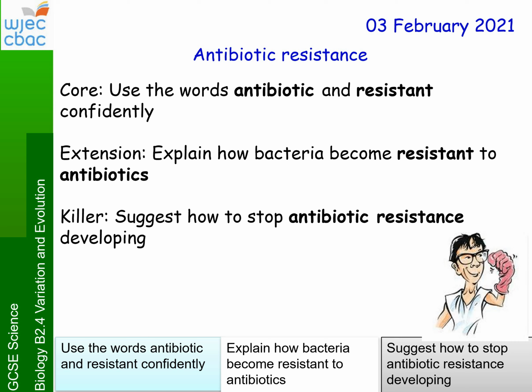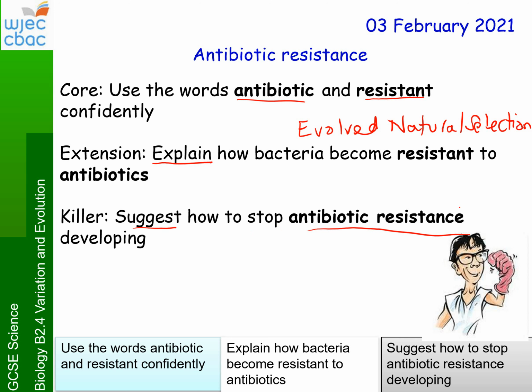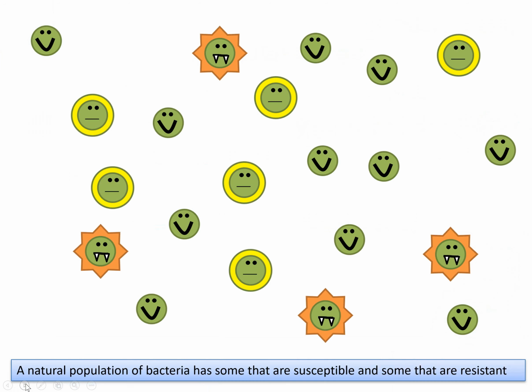So we're going to be making sure you understand what these words antibiotic and resistant mean and that you can use them confidently. Being able to explain how the bacteria have evolved using natural selection to become resistant to antibiotics. And the killer part is, could you suggest how we can stop antibiotic resistance? So you might have heard of this already, what doctors are suggesting we do to prevent antibiotic resistance.